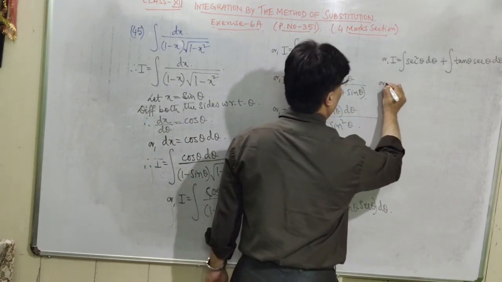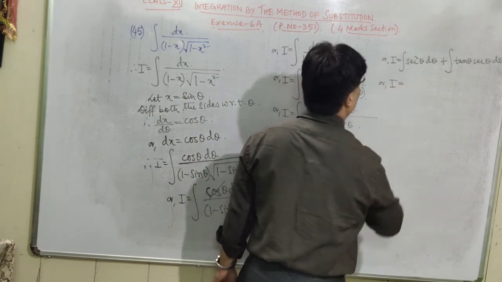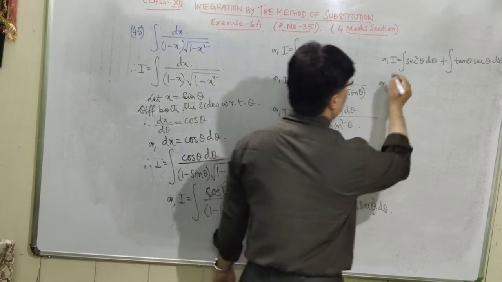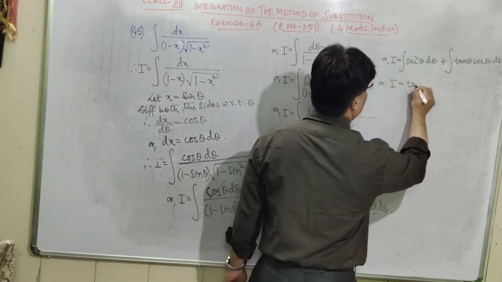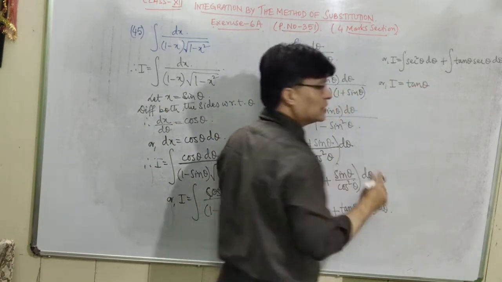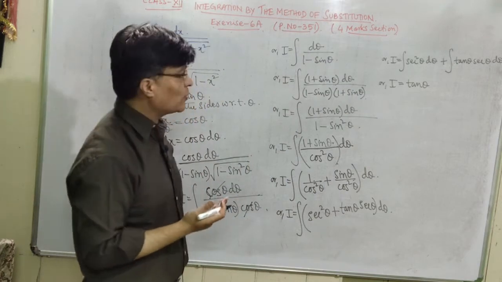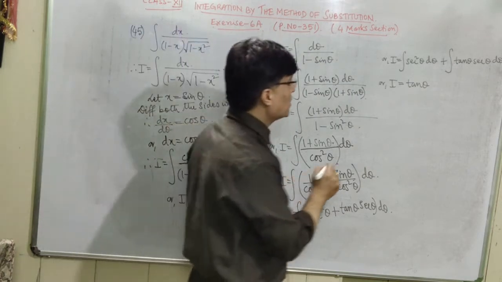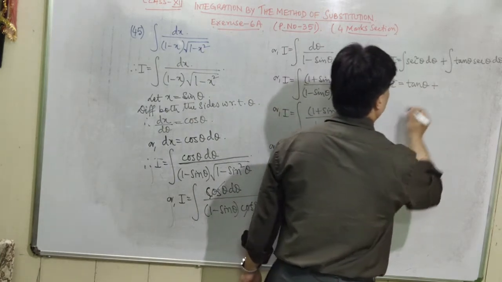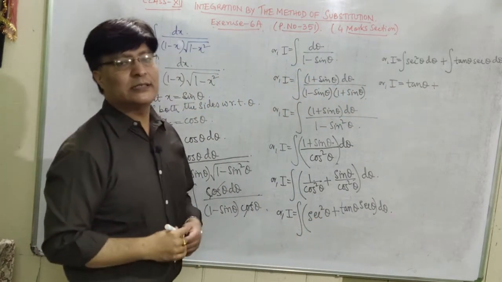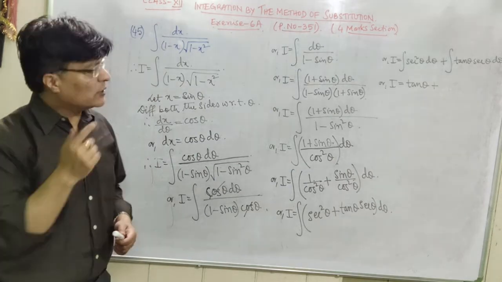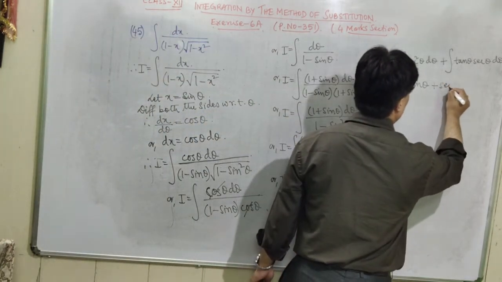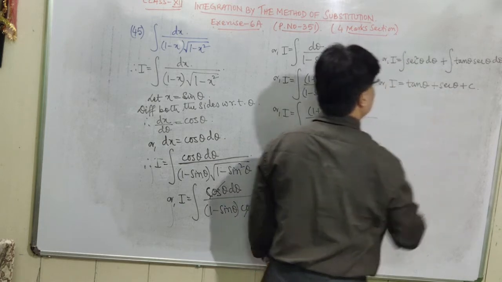So I is equal to, what is integration of sec square theta? You know that the differentiation of tan theta is sec square theta, that is, integration of sec square theta d theta is tan theta. So what is integration of tan theta sec theta? That is differentiation of which function is tan theta sec theta? It is sec theta. Then you can write here plus c.